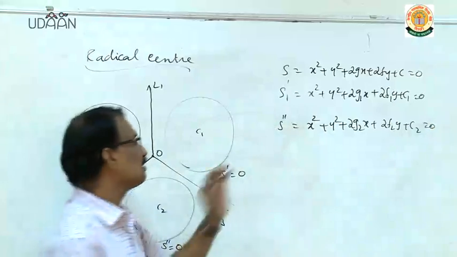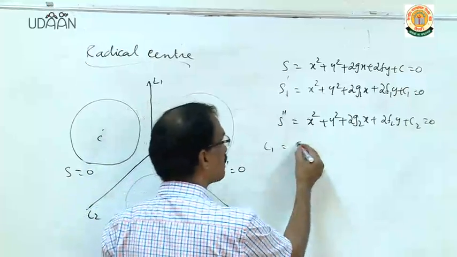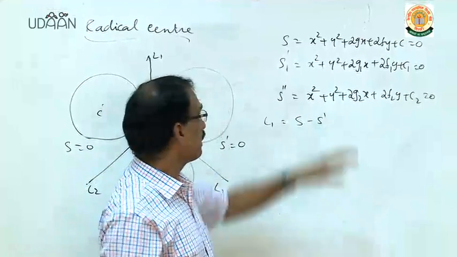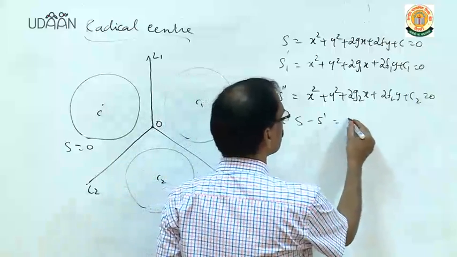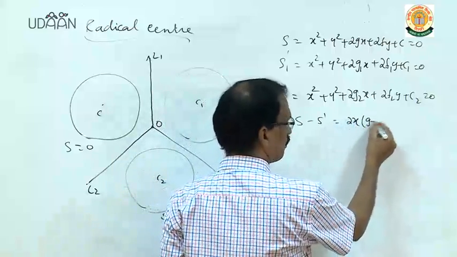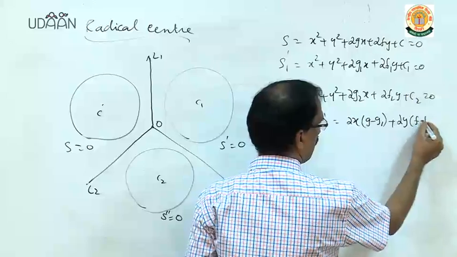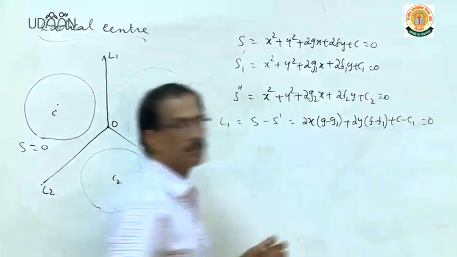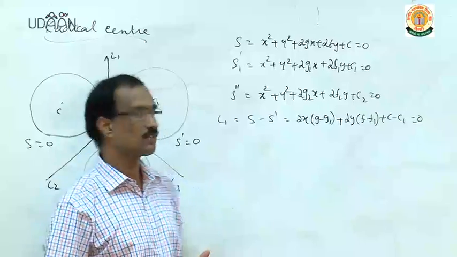So, from this, what is the radical axis L1? L1 is S minus S dash. S minus S dash, you get here 2x into g minus g1 plus 2y into f minus f1 plus c minus c1 equal to 0. This is your first radical axis.